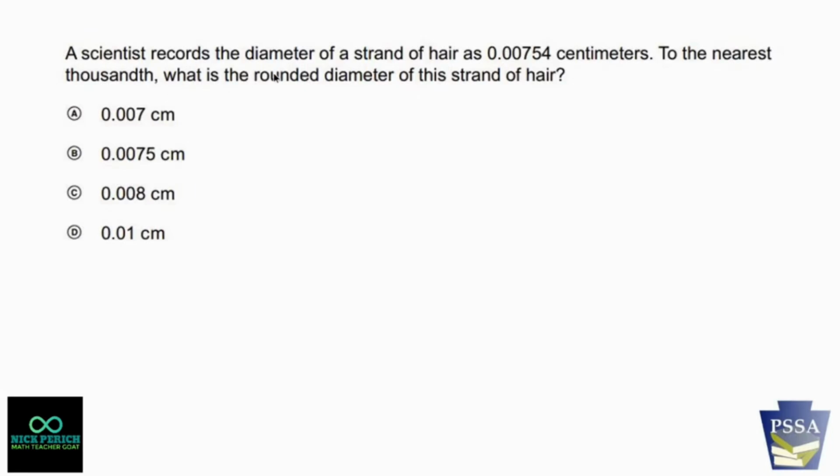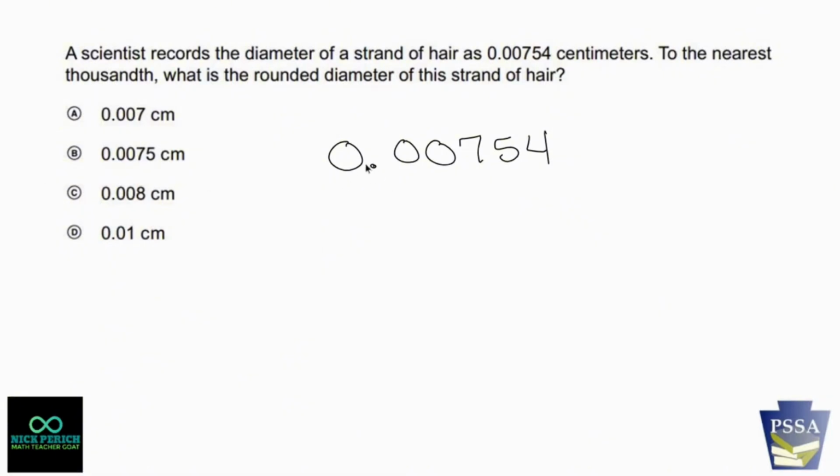A scientist records the diameter of a strand of hair as 0.0754 centimeters. To the nearest thousandth, what is the rounded diameter of the strand of hair? So let's write out this number, 0.0754. And we need to round this to the nearest thousandth.